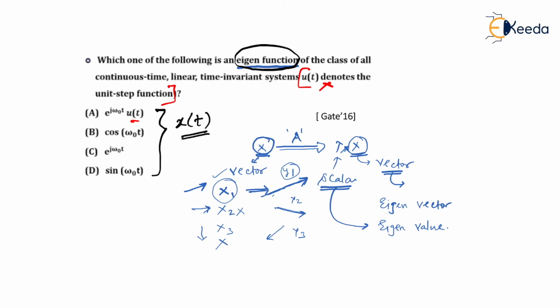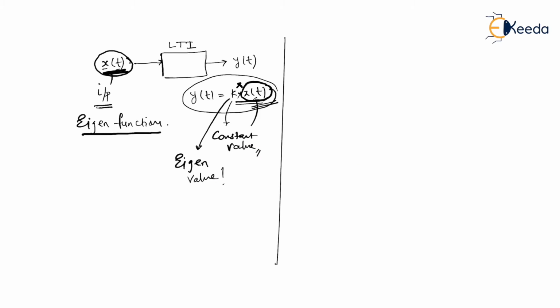Then let me tell you, option C is the correct option, because if you read the literature of LTI system, there they always say that e to the power j omega naught t is the most popular eigenfunction for that LTI system. But then how option C comes out to be the eigenfunction, let us prove it. So we are checking for option C. So x of t is e to the power j omega naught t.